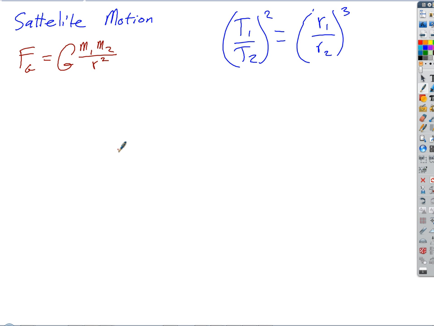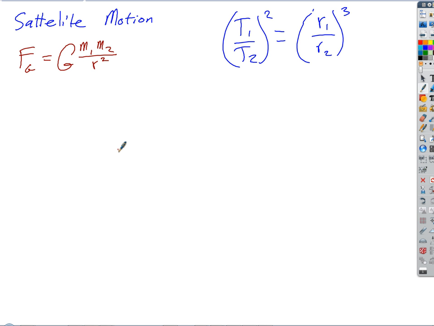M1 and M2 are the masses of the two objects that are gravitationally acting on each other. And then R is the distance between what? The centers of mass. Good. So typically, the centers of the objects.